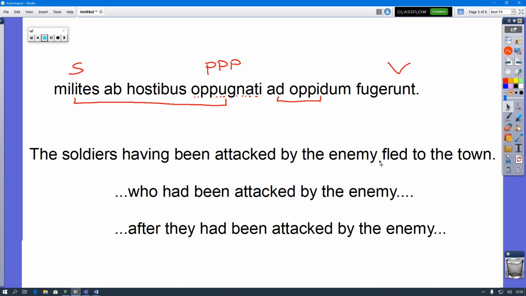So, with past participle passives, I spot them by looking for verbs without verb endings, stuck in the middle of sentences in places where verbs shouldn't be. I see if I can add -ion to it to make an English word. Once I've spotted a past participle, I need to make sure that I join it to the word with which it agrees. And then I translate that phrase all in one. So it's not just the soldiers who fled to the town, but it's the soldiers who had been attacked by the enemy who fled to the town.